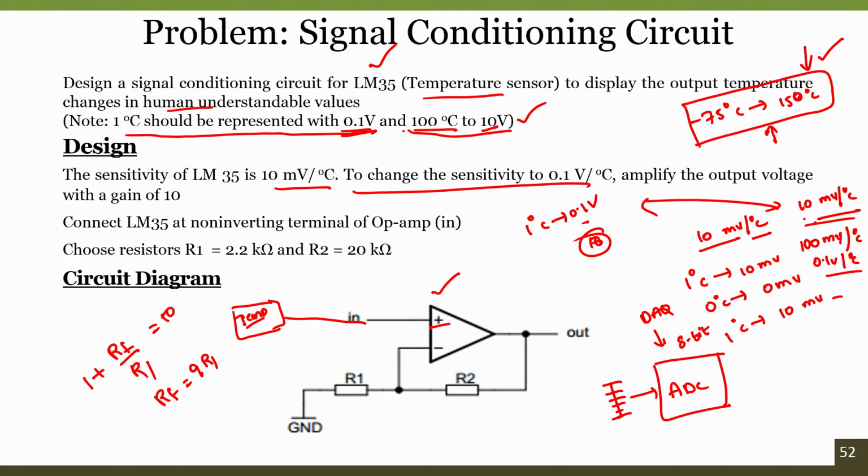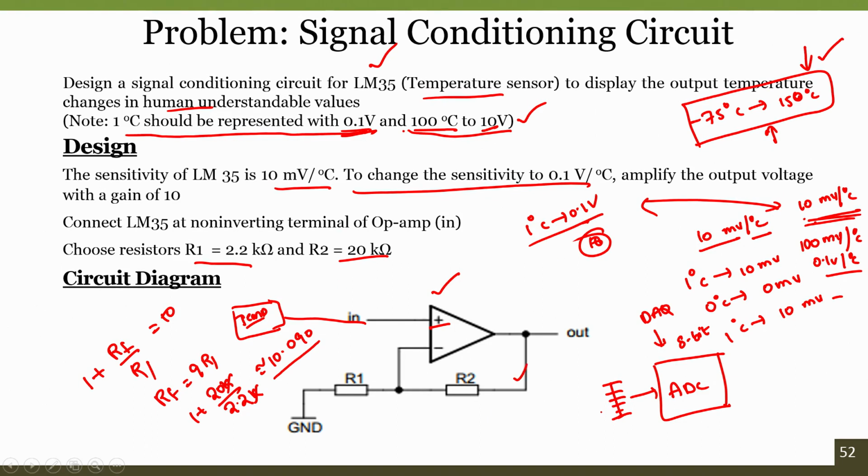So, to have a gain with the resistances available in the market, we have considered R1 as 2.2 K and R2 as 20 K, which becomes 1 plus 20 K divided by 2.2 K. The value is 10.09, which is close to 10. So this can be used to convert 10 millivolt per degree centigrade to 0.1 volt, the simplest signal conditioning circuit.